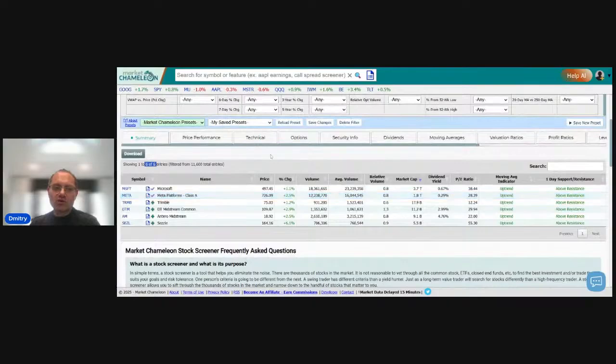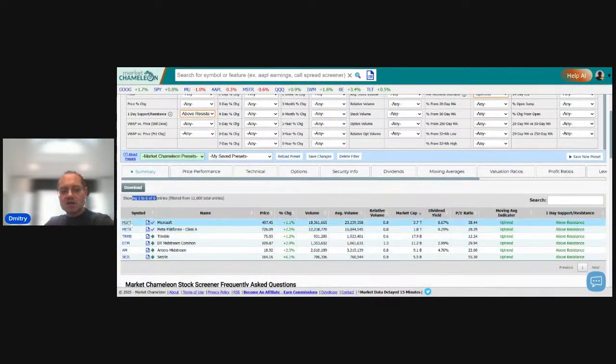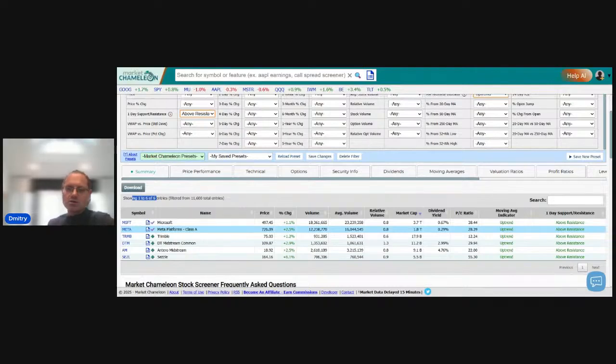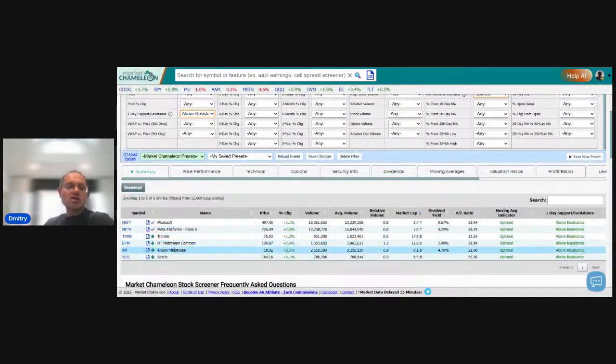Okay, so we went from 11,600 down to 6 stocks, and we used something like over here, 2 filters over here, 2 filters over here. So 4 filters narrowed it down to 6 stocks. And now we could just compare them and see if there's any similarities. So maybe Microsoft and Meta have some similarities. High tech, large cap high tech stocks. We have a couple other ones in here, midstream.